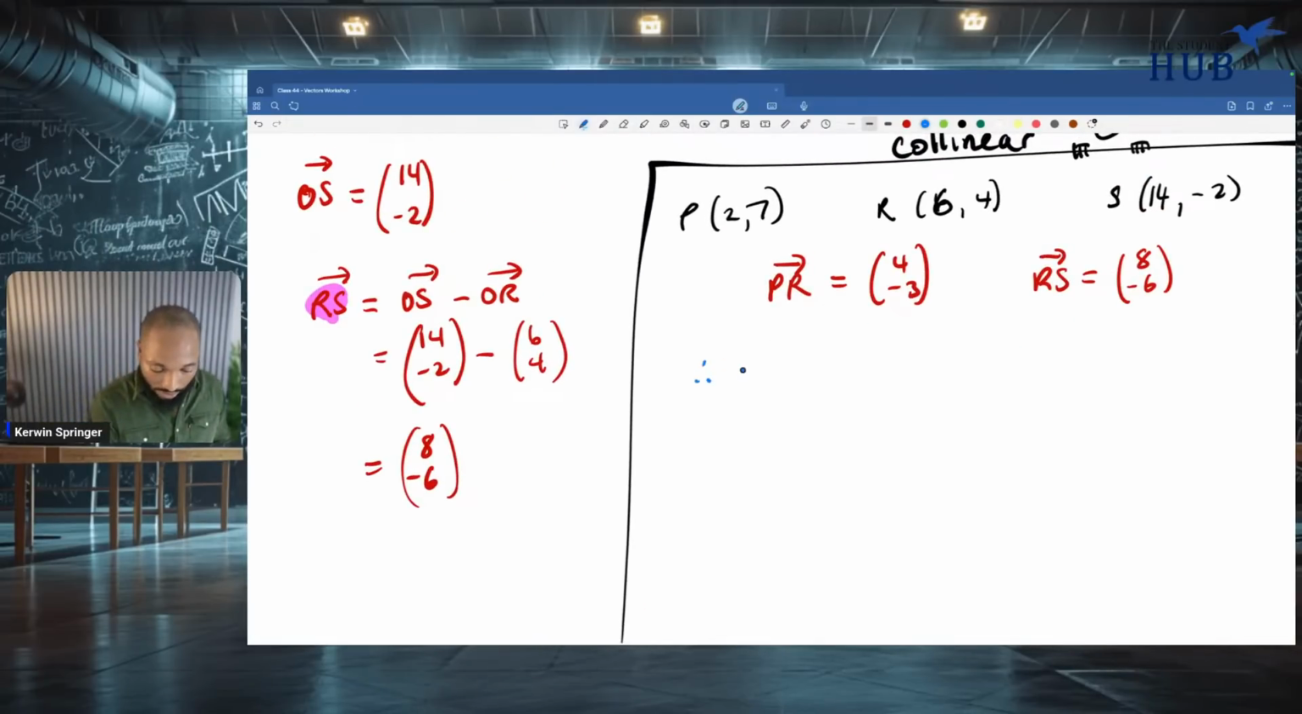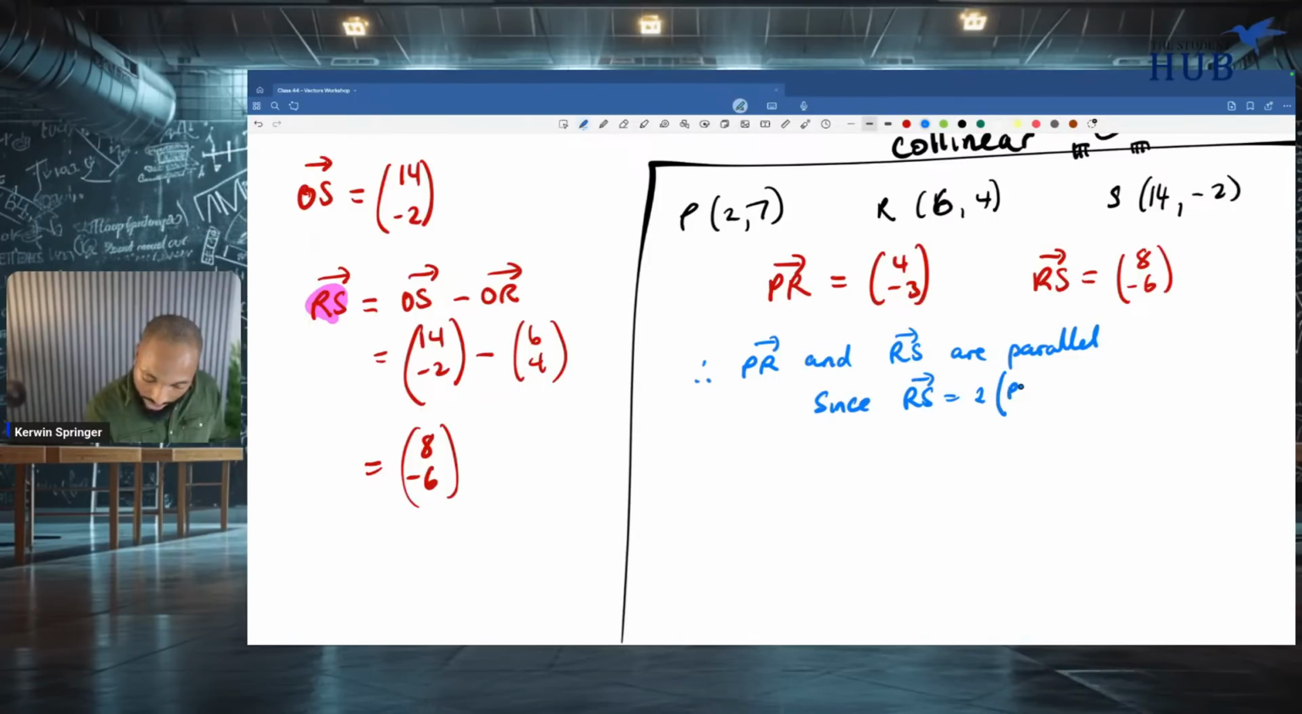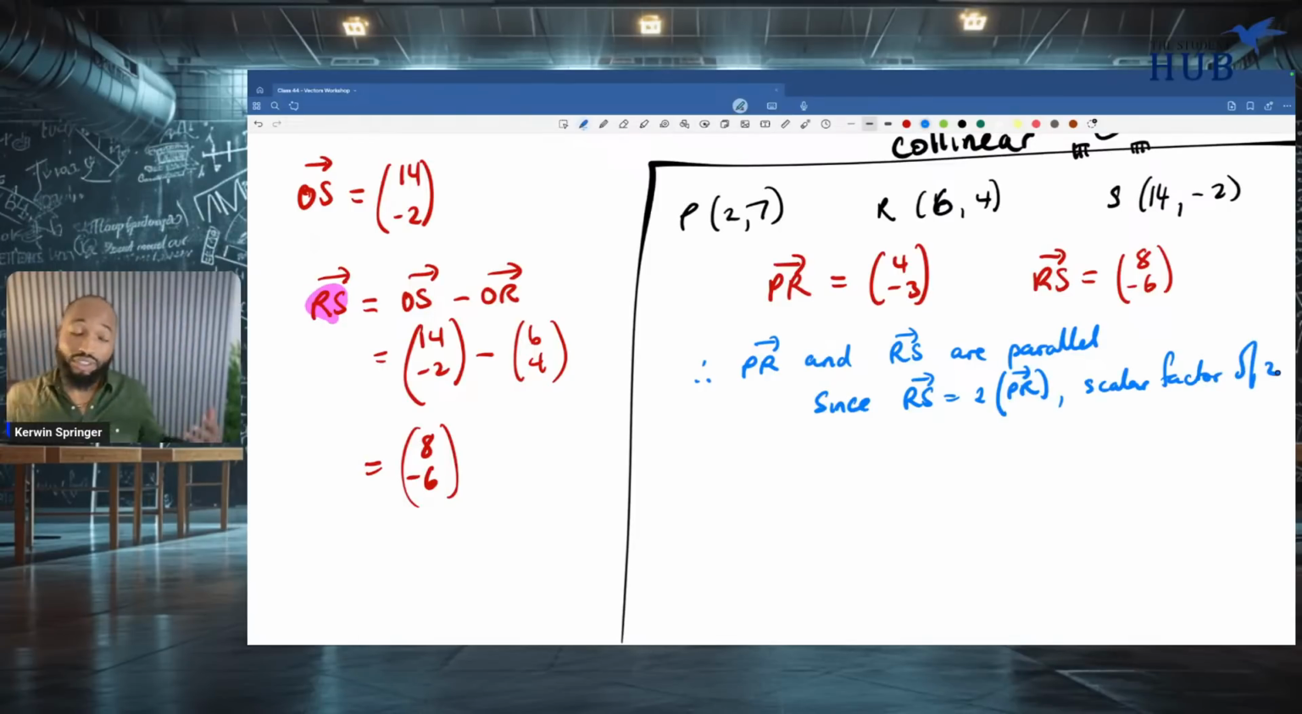So I could say, therefore, PR and RS are parallel. Why? Since I could find the scalar factor. RS is 2 times PR. Scalar factor of how much? In the tougher vector questions, they will give scalar factors like fractions. In this, we could clearly see it's 2 times. So since they're related by a scalar factor, I could just multiply this by 2 to get there. That always means they will be parallel. Always.